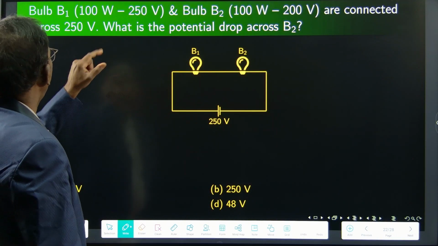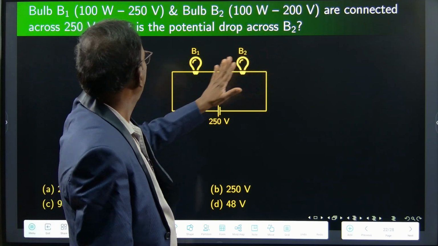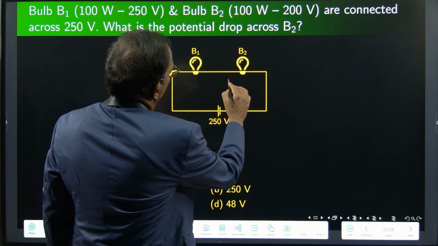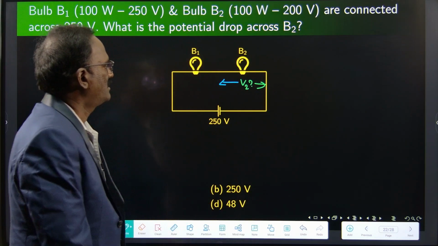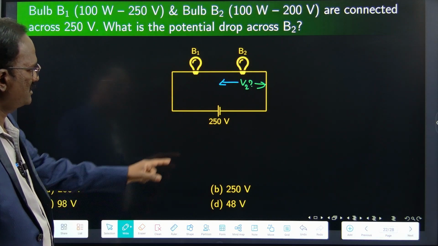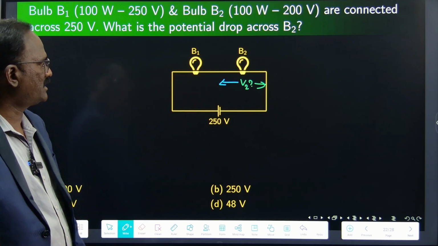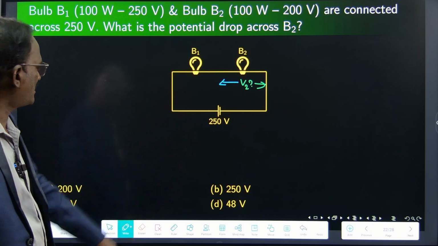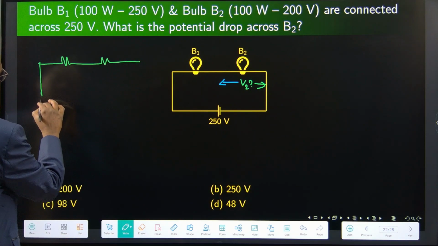Bulb B1, 100 watts 250 volts, and bulb B2, 100 watts 200 volts, are connected across 250 volts in this manner. What is the potential drop across B2? Across B2, what is the voltage? The 250 volts is shared between the bulbs B1 and B2. The voltage sharing can be easily calculated if the resistances are found. So I am going to draw this circuit this way.